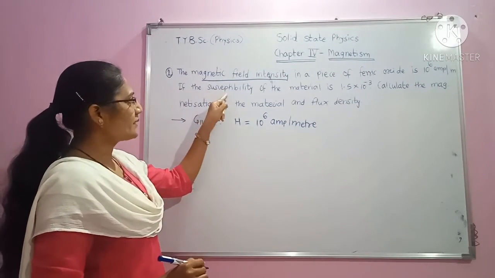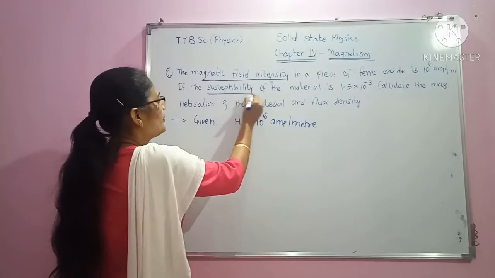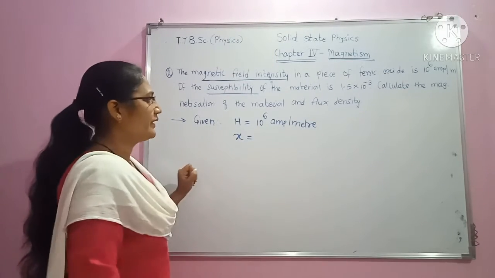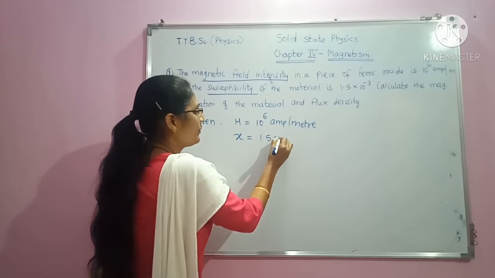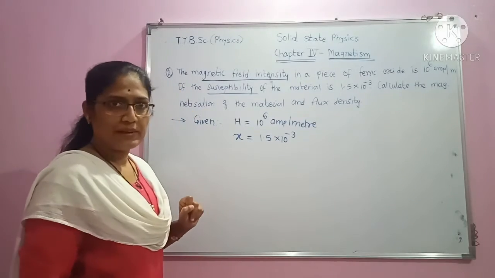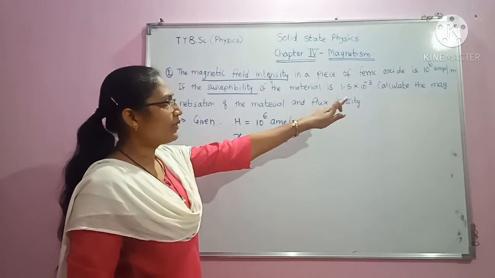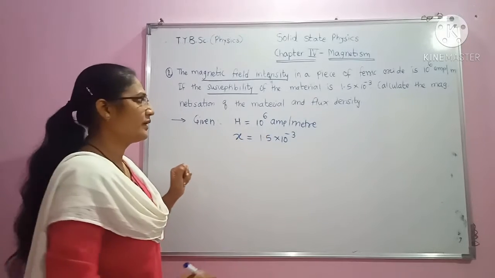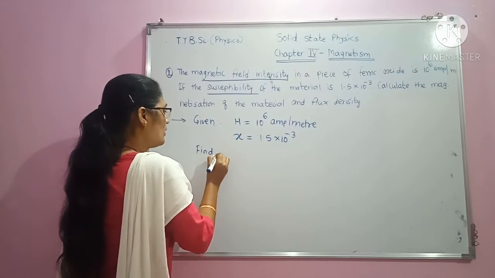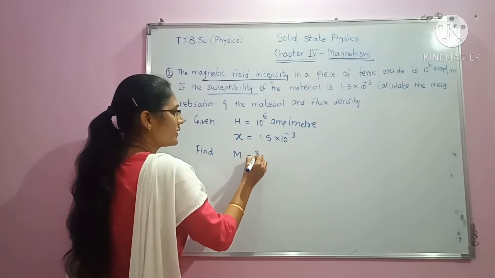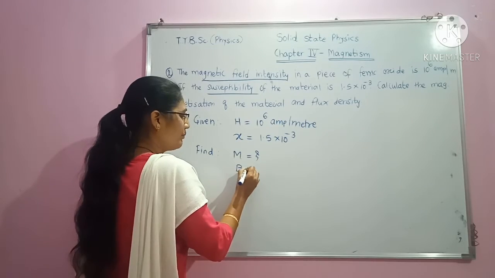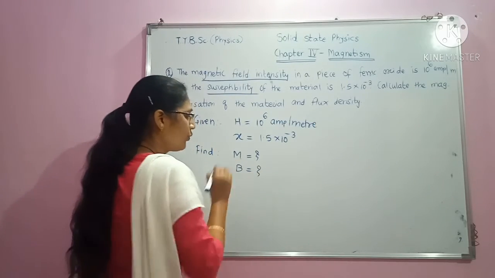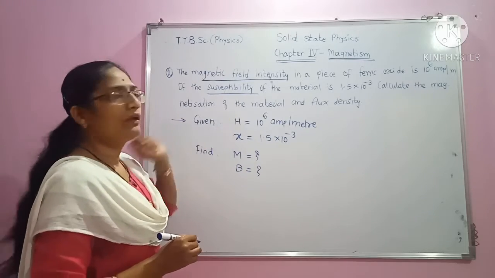Second, the susceptibility of the material is given. Susceptibility is denoted with this notation, and is equal to 1.5 into 10 raised to minus 3. It is a dimensionless quantity. Then we have to calculate two things: the magnetization of the material and the flux density. We have to find out how much magnetization is produced, and second, B. B means flux density, which we call magnetic induction. So we have to find out these two things.